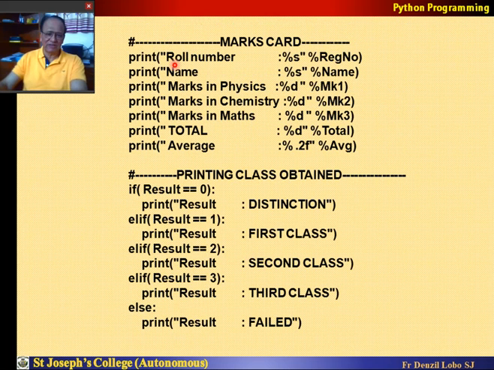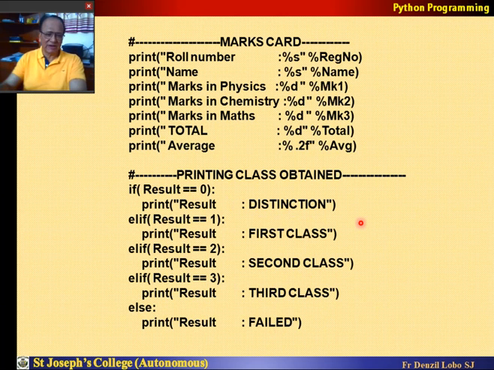So the marks card is here. I print the roll number, I print the name, I print marks in three subjects, total and the average. After that I would like to print whether the person has got distinction, first class. So again I go to that. If result is equal to 0, that is what we have processed earlier. Then it gets distinction, or it gets first class, second class, third class or failed. So this is the Python program.